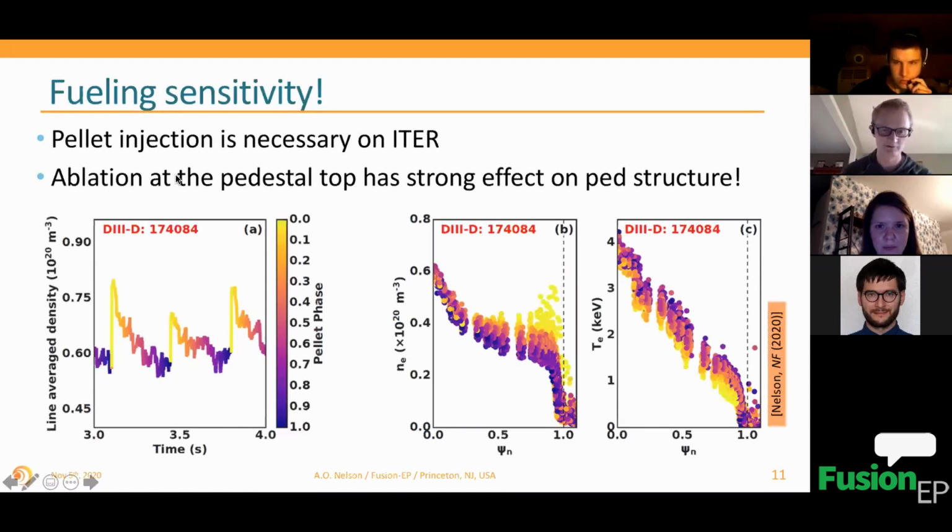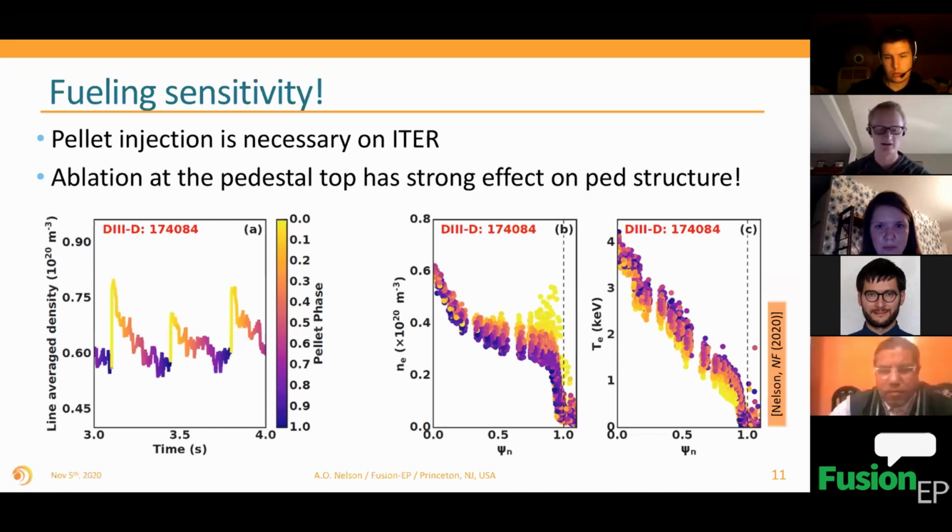For example, most tokamaks today are fueled with gas, but on ITER, because of the opaque scrape-off layer, we're going to need to do fueling through pellet injection. On the plot on the left here, you can see the line average density. Every time a pellet goes in, there's this big yellow spike, and it fades to purple after the pellet. And if we look at how the pedestal behaves in response, you can see a big change in the pedestal right after the pellet comes in. You also see a dip in the temperature pedestal, as opposed to the normal pedestal, which might be in purple here. So this has a strong effect on the pedestal, and by changing the pedestal, you can change the stability of the plasma and a bunch of other things. So it's important to understand how stuff like this works.